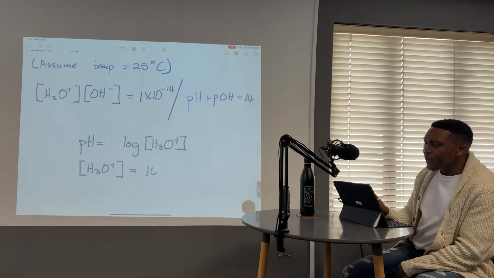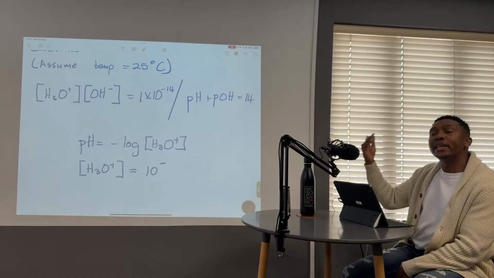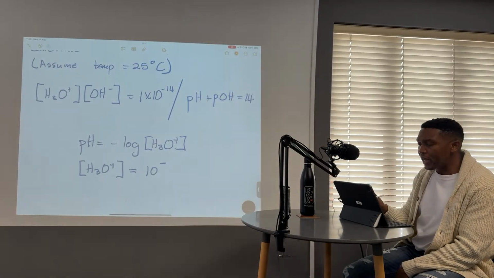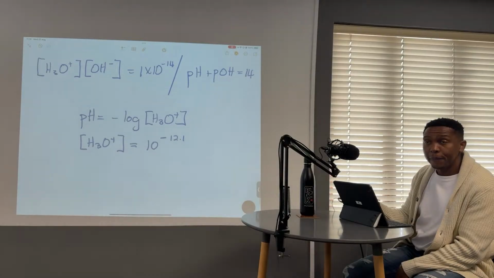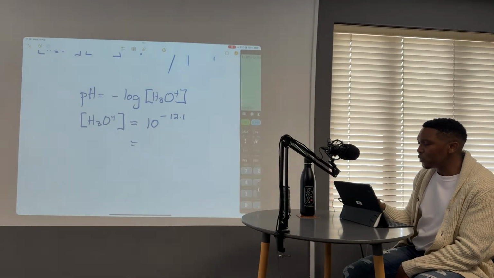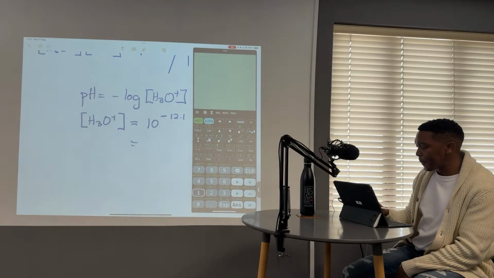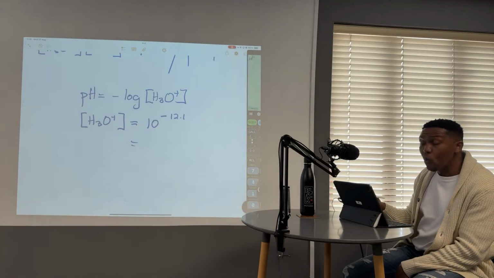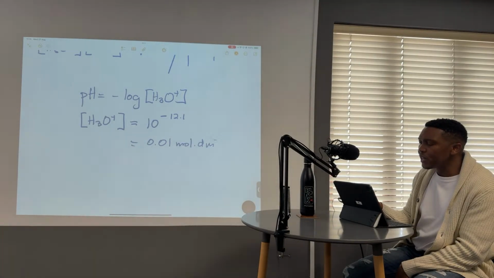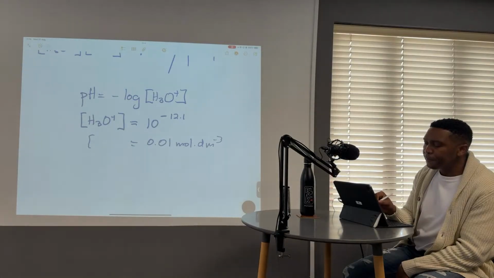Okay, so remember that's 10 to the power negative pH. Please don't forget to put that negative there. But we already know what our pH is. Our pH was 12.1, isn't it? Right, and so what did you get for the concentration of your hydroxide ions? Okay, 0.01. And remember, this is concentration, right?